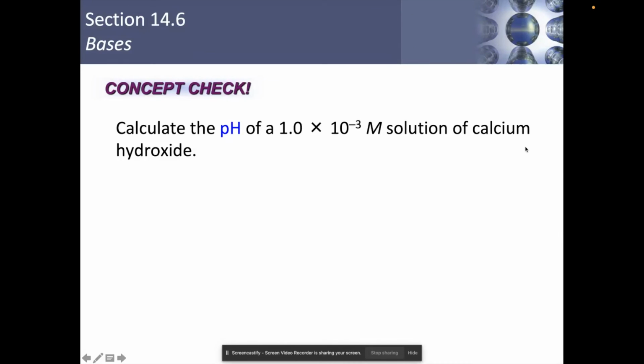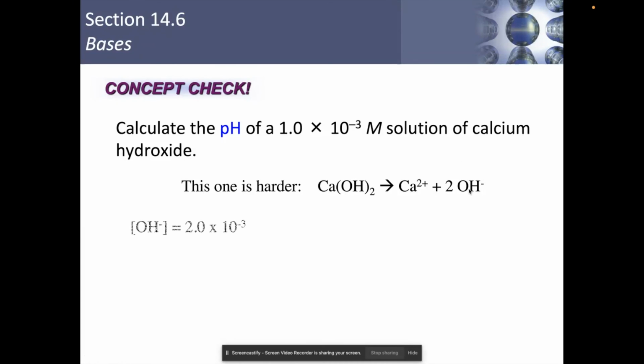Calcium hydroxide, also a strong base, but calcium hydroxide, remember, calcium is an alkaline earth metal. It is a +2. That means it has 2 hydroxides. So if I'm looking at it dissociating, it actually dissociates into 2 hydroxide ions. That means that this amount should actually be double if I'm looking at the number of hydroxide ions I have in my solution. So hydroxide should equal 2 times 10 to the negative 3 because I have double that amount. Everybody would make that mistake.